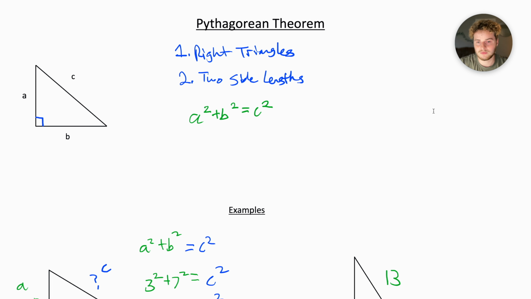Any triangle that is a right triangle can be applied with this formula. As long as you have 2 of the side lengths, you can find a third. You can start with the hypotenuse, have one of the legs, find the other leg, or both legs, and then find the hypotenuse. All you have to do is follow this equation and work your way around it.